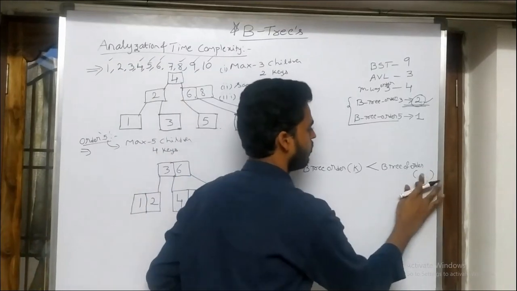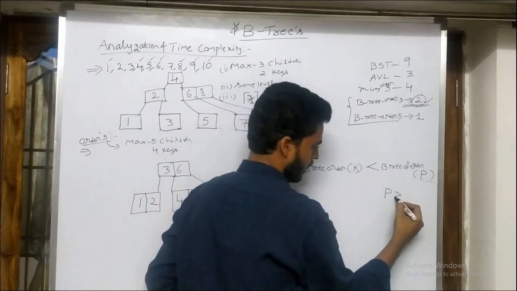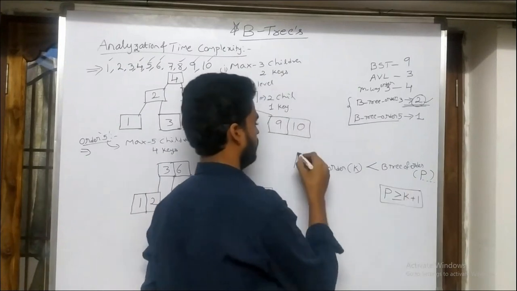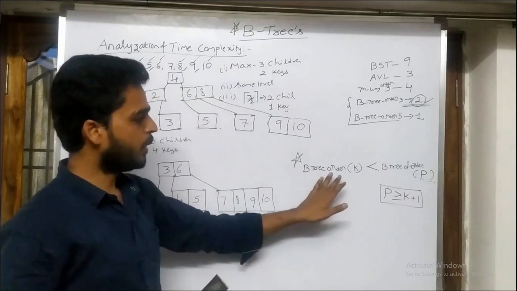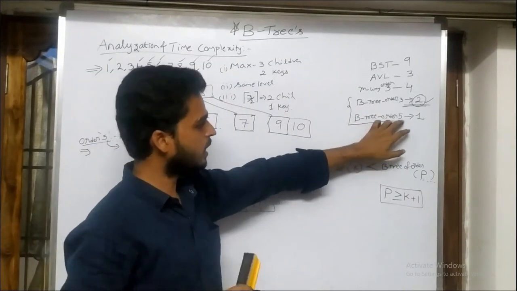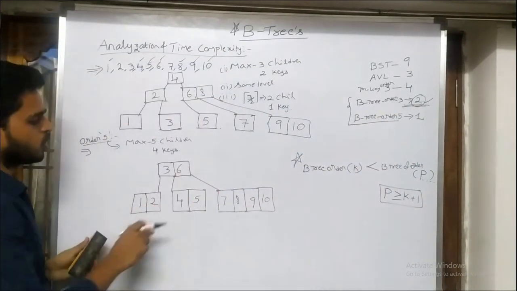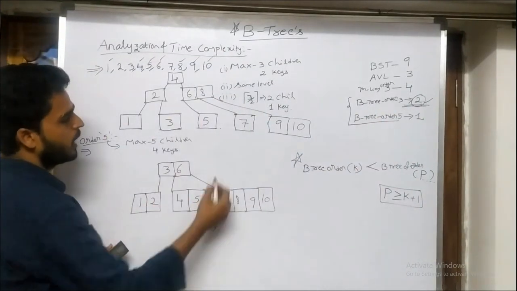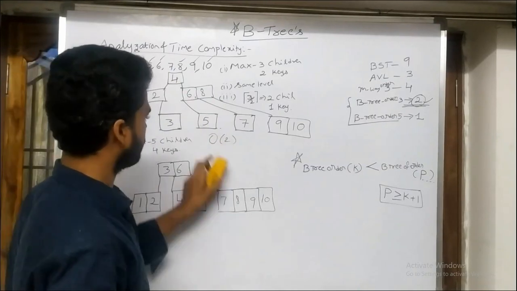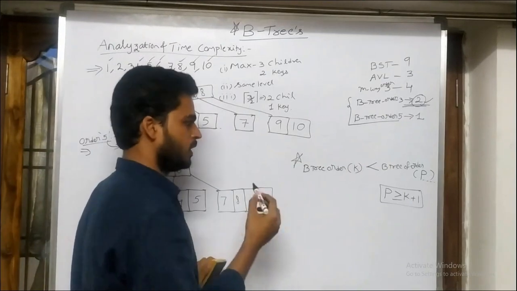I mean a B tree of order some p, where p is greater than or equal to k plus 1. Important one: the B tree of order 3 is less efficient than the B tree of order 5. Why less efficient? Its height is 2, and here its height is 1. When height is 1, the worst case time complexity is big O of 1 only. Here the time complexity is big O of 2. So that is the reason. Okay, so this is the important point here.